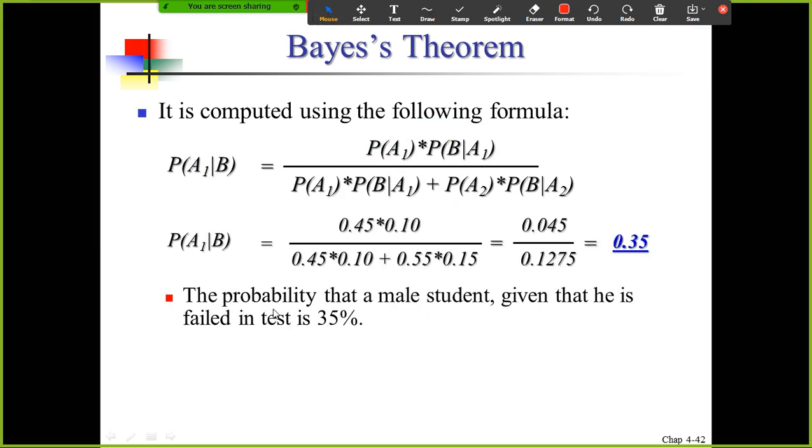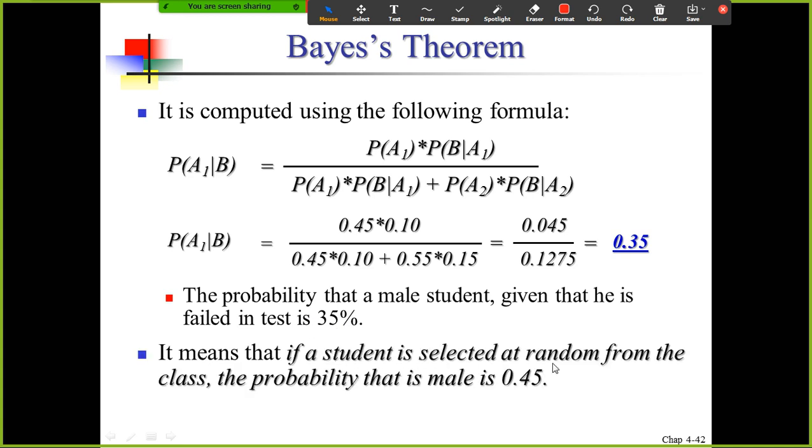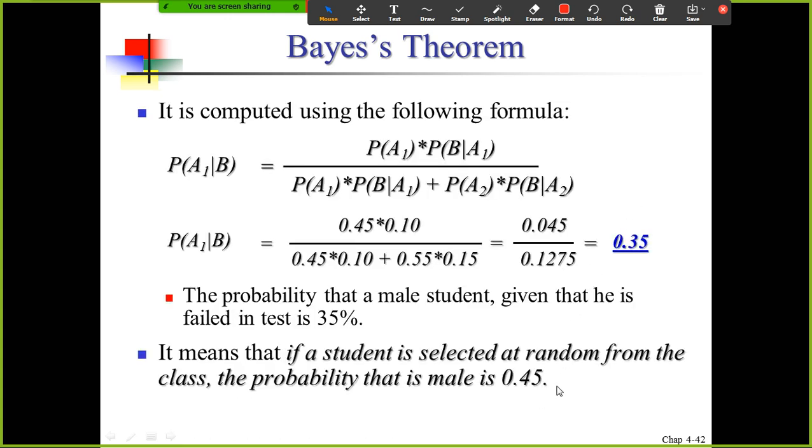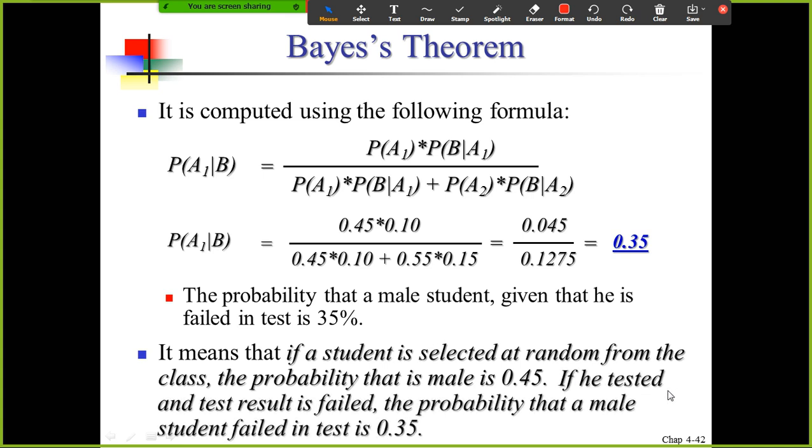So, certified. What does it mean? The probability of a male student given that he failed the test. It means that if a student is selected randomly from the class, the probability of male is 45%. This is the prior probability. We just mentioned that, but this is the answer. If he is tested and the test result is fail, the probability that a male student failed the test is 0.35. 0.35 is our result here.